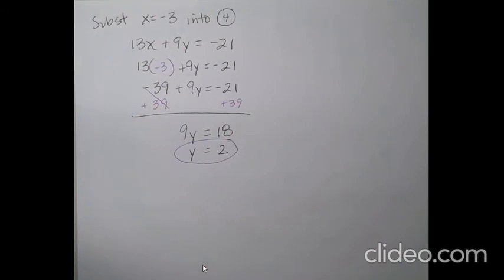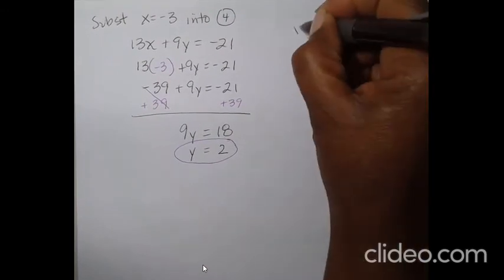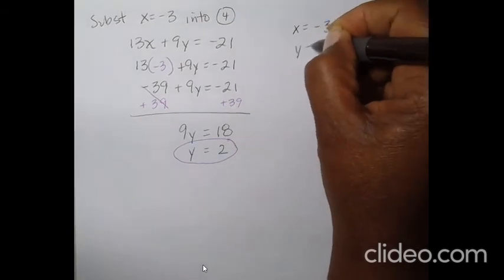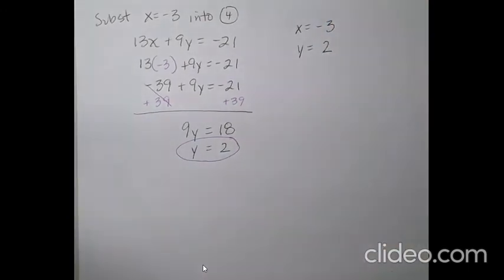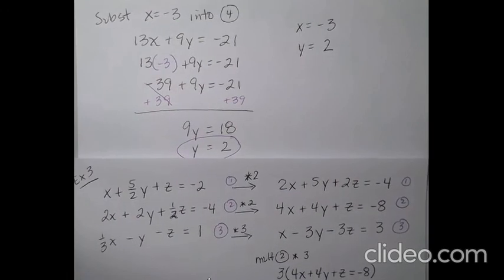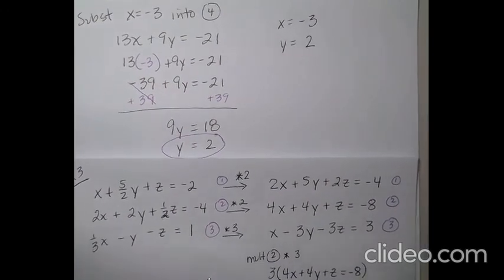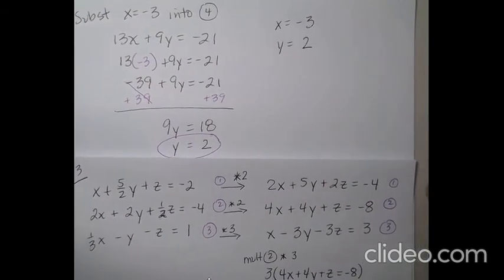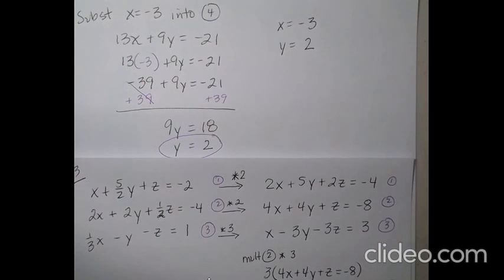Y equals 2 there. So now we have x equals negative 3 and y equals 2, we can look back at our original equations, which I'm putting here so we can see what they originally were, equations 1, 2, and 3. We have x and y. We're trying to find z.